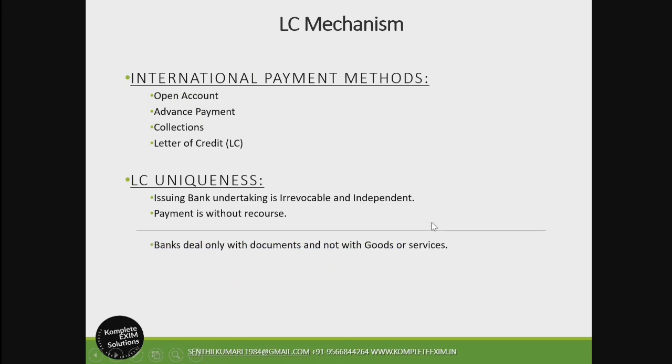Nobody can come and ask back. Okay. Then this is a special thing for bank. Banks deal only with the documents. So they will not be worried about the goods or services.